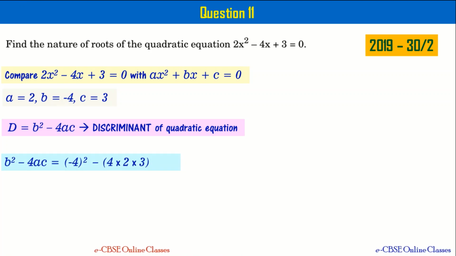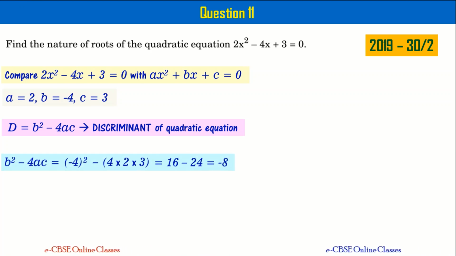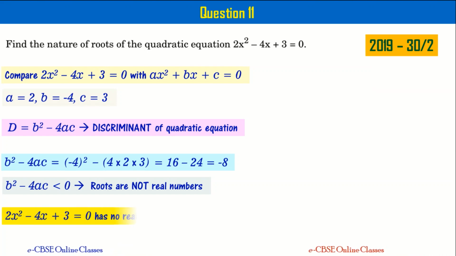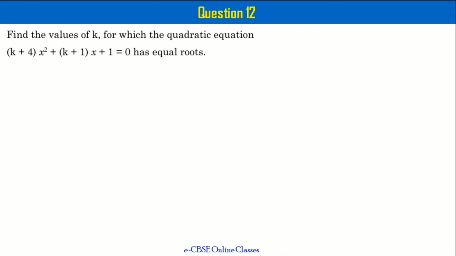When you simplify it, you get D equal to b square minus 4ac is equal to minus 8, which is less than 0, right? When b square minus 4ac is less than 0, we said that the roots are not real numbers. So the answer is 2x square minus 4x plus 3 equal to 0 has no real roots. Let's go to the next question.